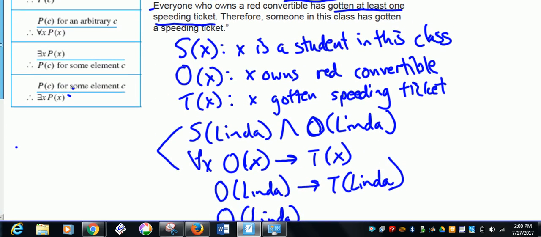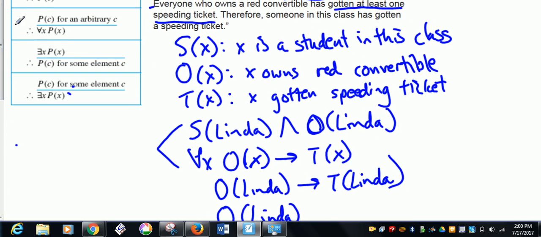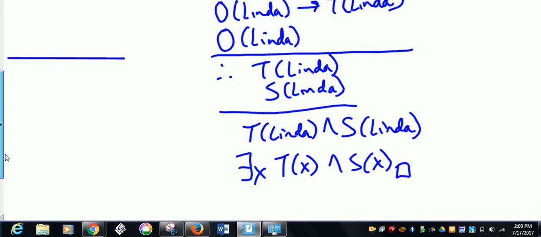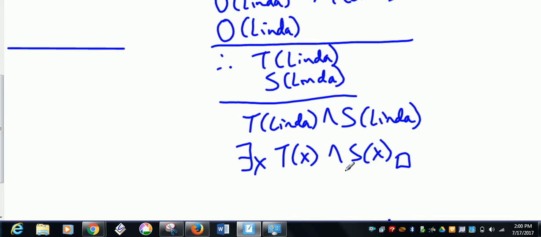Our conclusion said, therefore, someone in this class has gotten a speeding ticket. And if you look at our conclusion over here, t of x and s of x, meaning x is in this class and has gotten a speeding ticket.